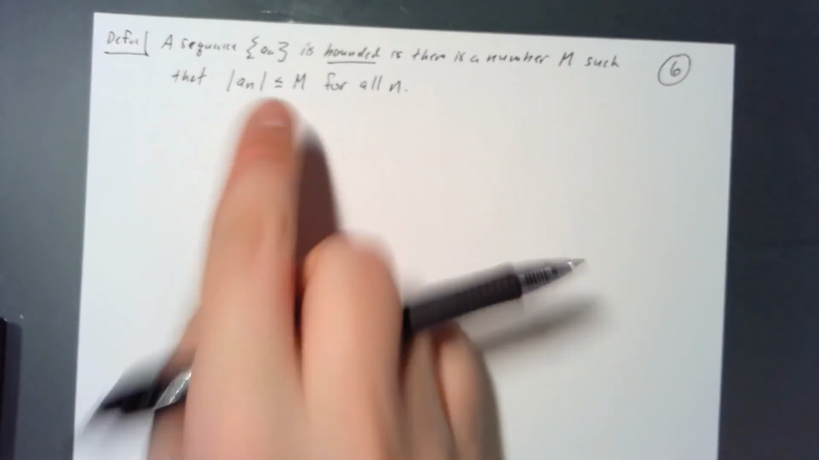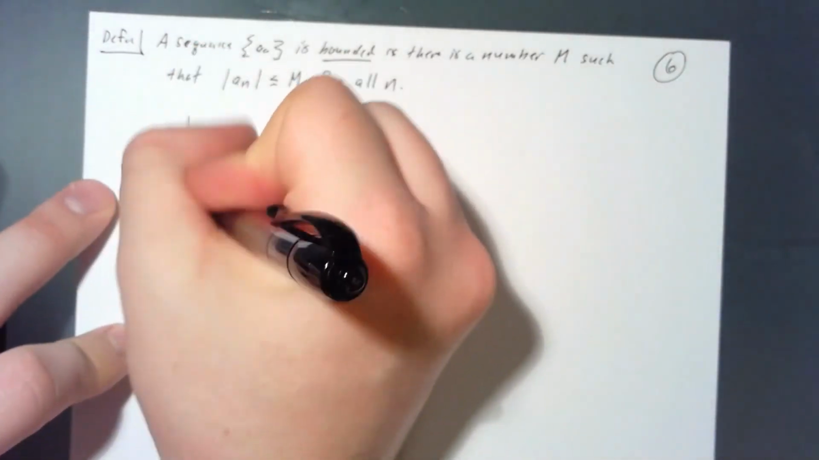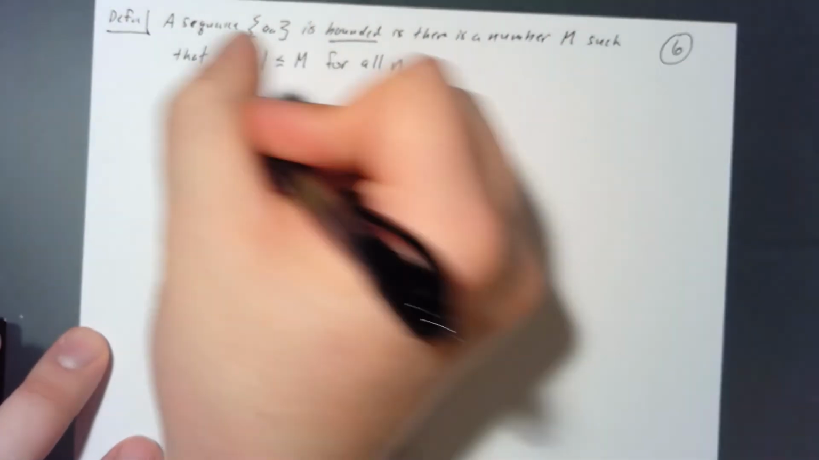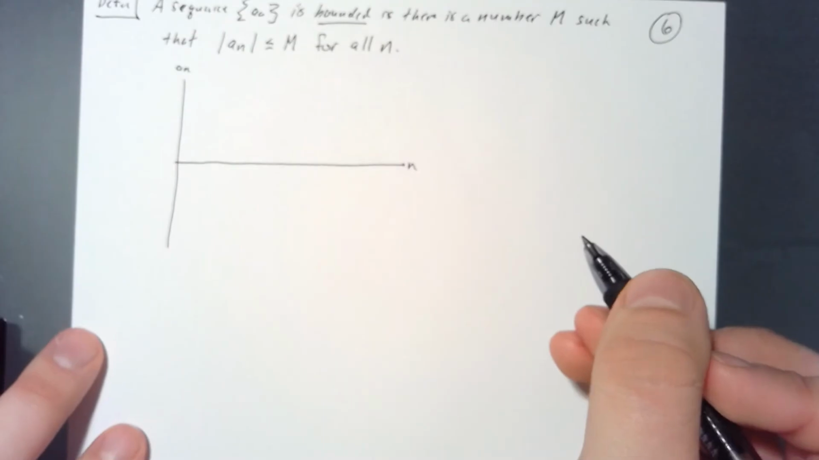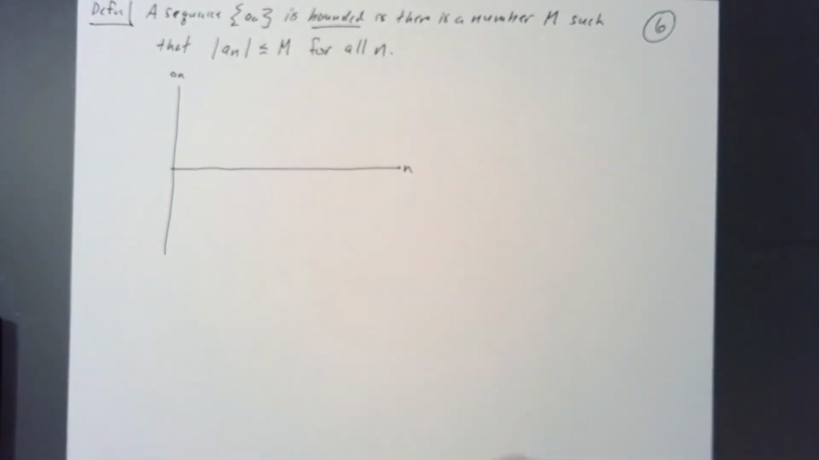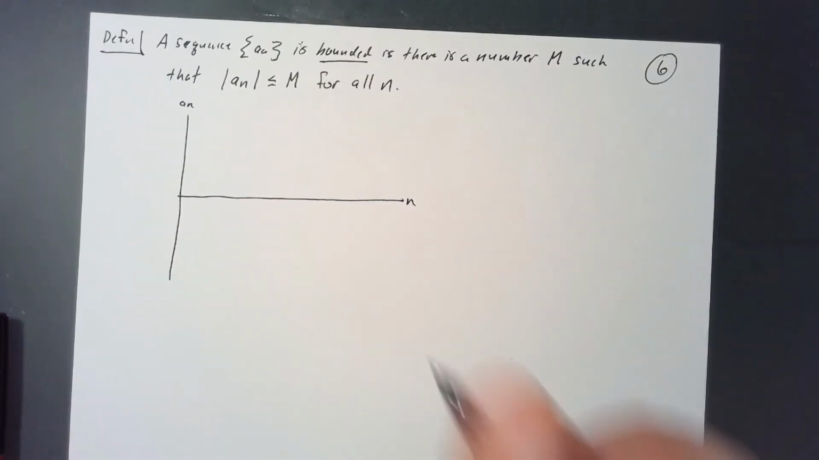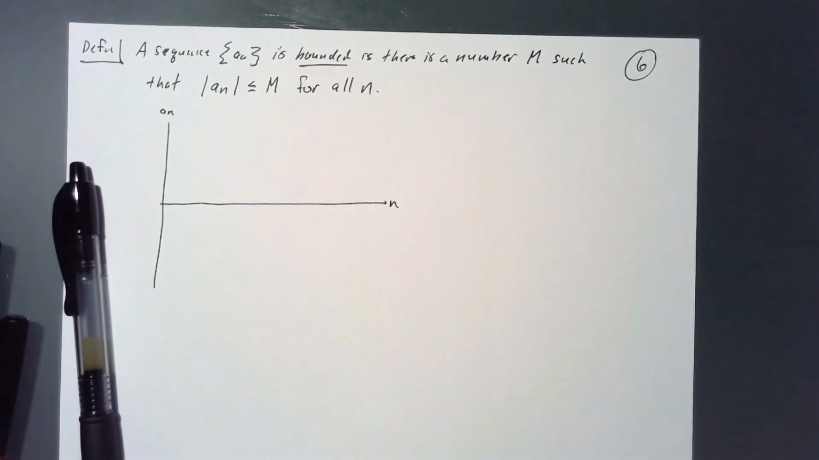So, graphically speaking, this is n, this is a sub n. If I plotted the terms of a given sequence, let's say it looks like the following.